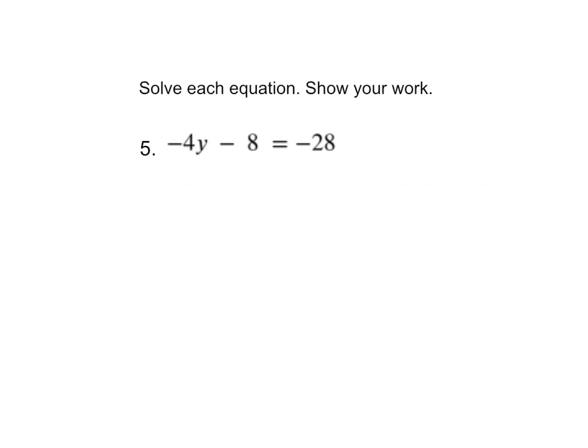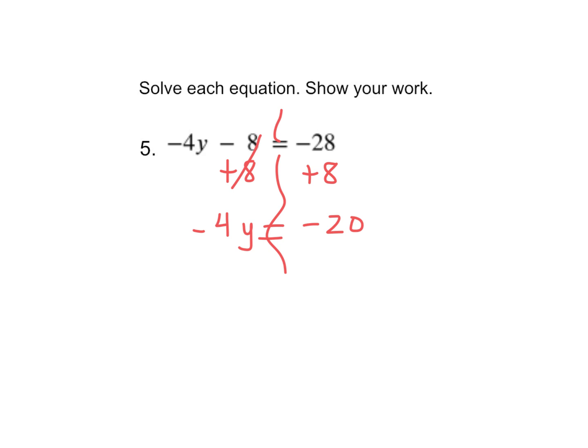Okay, now we're going to review solving equations. Remember, we use our inverse operations to isolate the variable. For number 5, my first step would be to add 8 to both sides. So on the left I have negative 4y, and on the right, negative 28 plus 8 is negative 20.